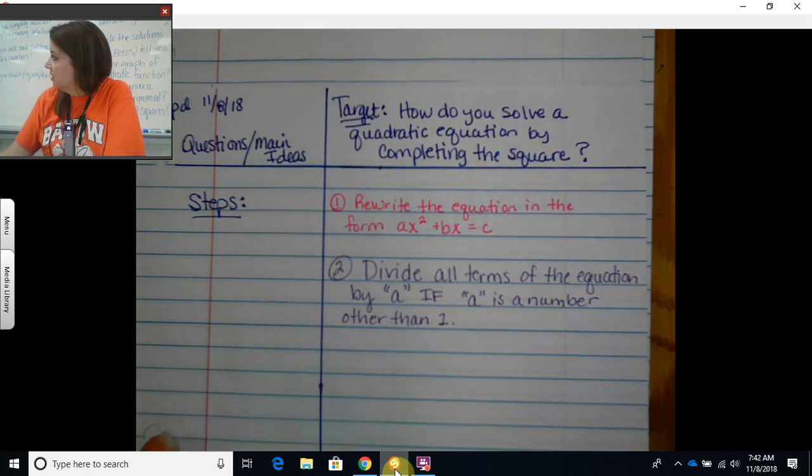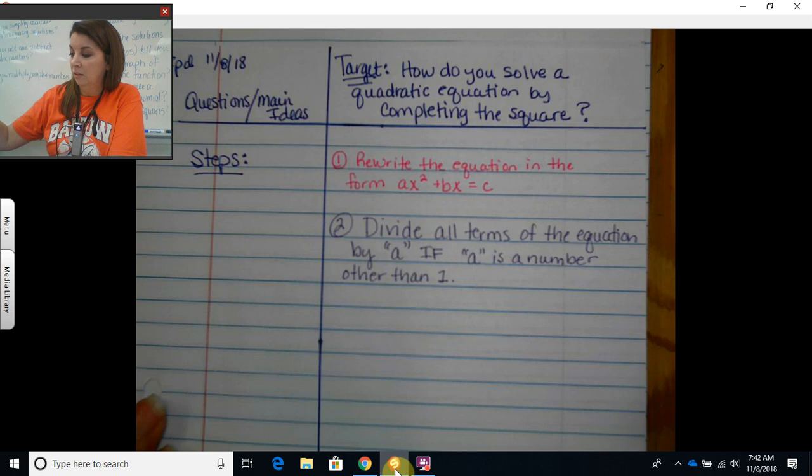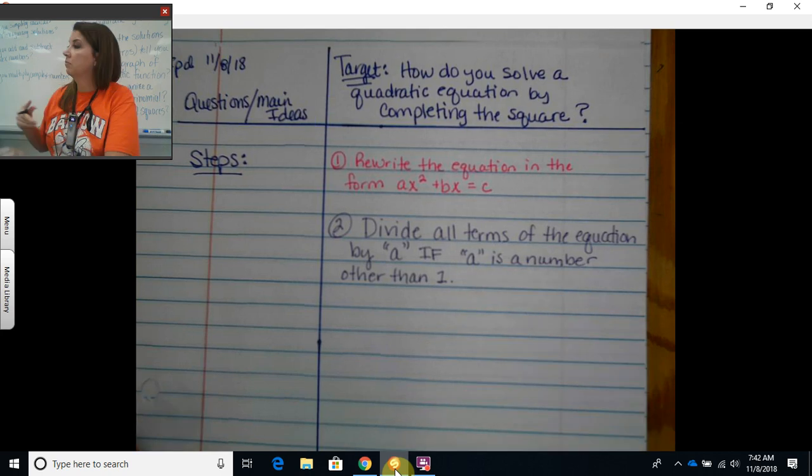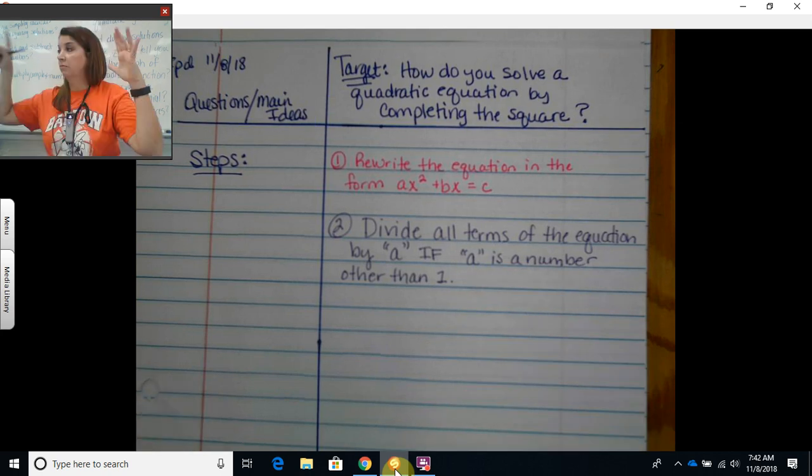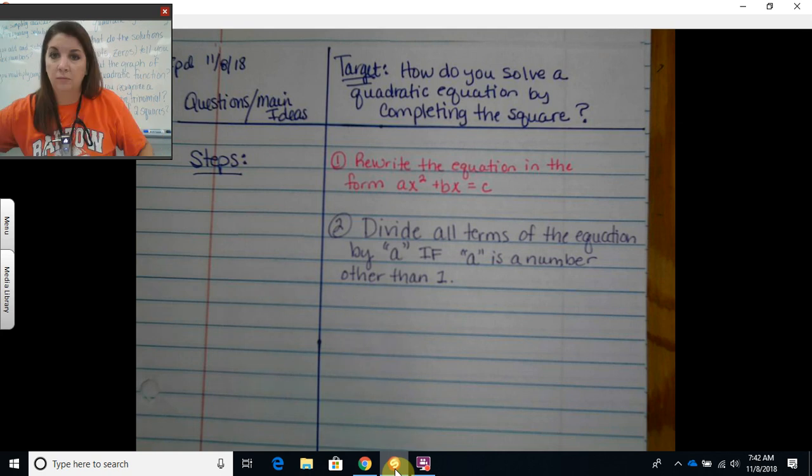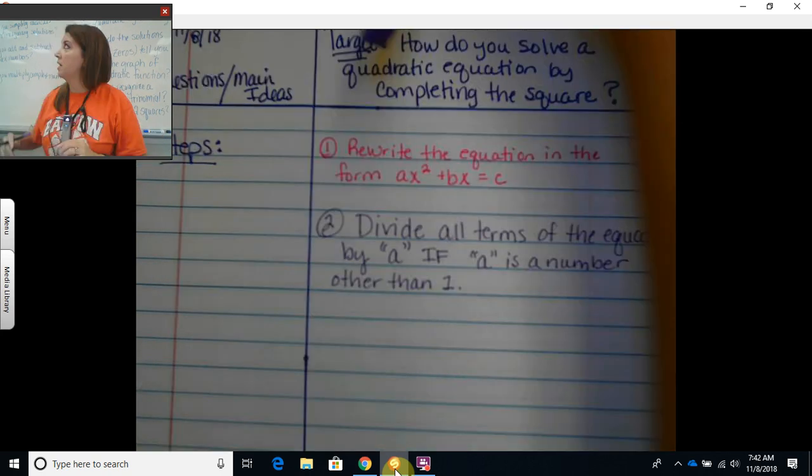Can y'all see that? Do I need to zoom? Yeah. Lights. I was just realizing I had a light left on. Hold on.